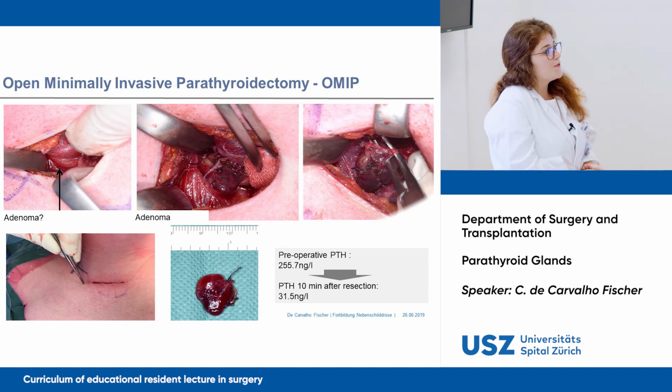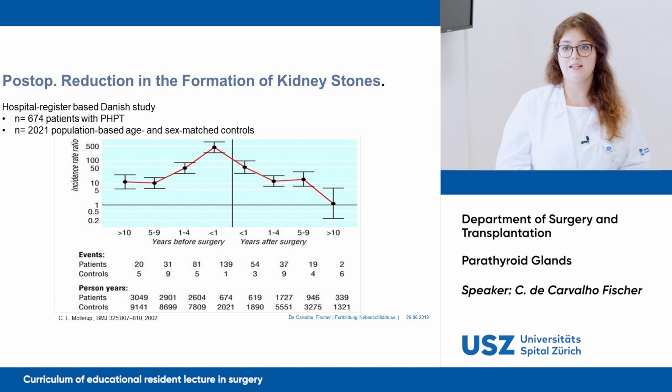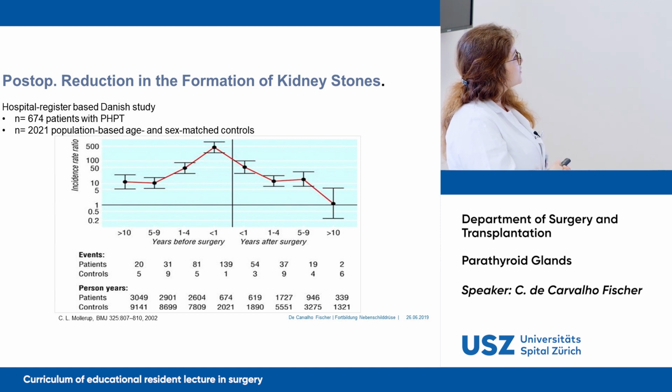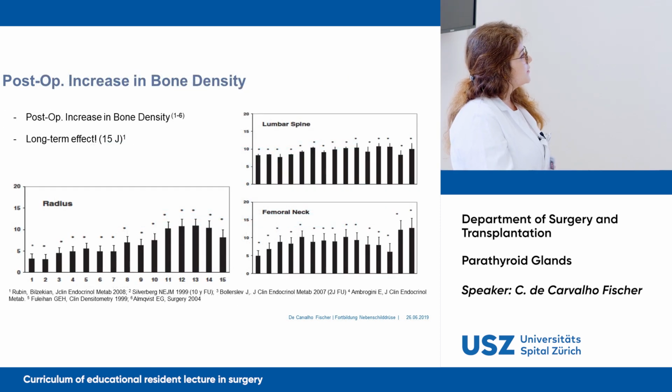Okay, so why do we even perform surgery? Symptomatic patients will hopefully become asymptomatic, and even for asymptomatic patients, surgery has benefits. So this hospital register-based Danish study compared about 700 patients with primary hyperparathyroidism to 2,000 normal controls, so population-based age and sex-matched controls. And they were able to show that 10 years after surgery, the risk of kidney stone formation is equal in both groups. A post-operative increase in bone density can also be observed. And this is a long-term effect. This is especially true for cortical bones such as the radius.